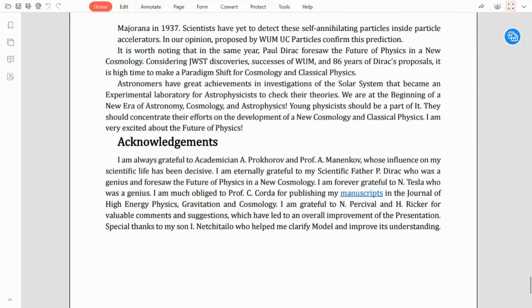Astronomers have had achievements in investigations of the solar system that became an experimental laboratory for astrophysicists to check their theories. We are at the beginning of the new era of astronomy, cosmology, and astrophysics. Young physicists should be a part of it. They should concentrate their efforts on the development of a new cosmology and classical physics. I am very excited about the future of physics.